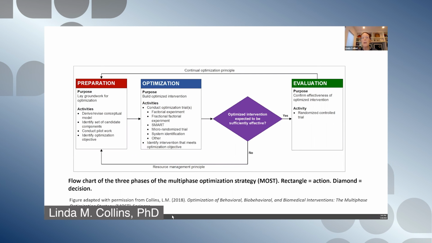And by interaction, I mean, does one component boost the effect of another? Does one component somehow inhibit or decrease the effect of another? Those are the kinds of research questions you can address using a factorial experiment.